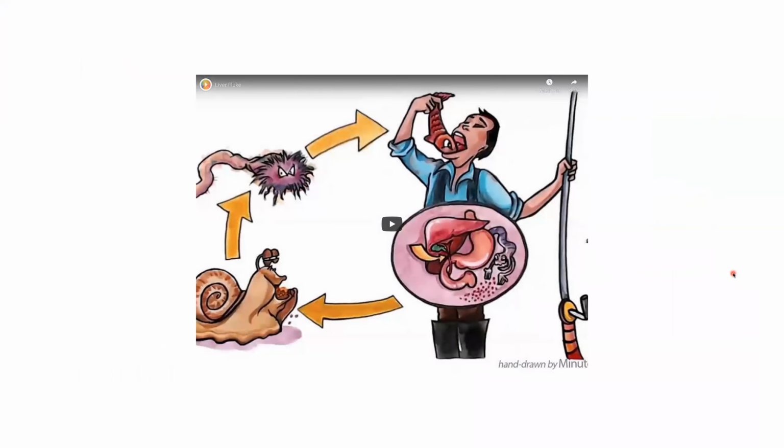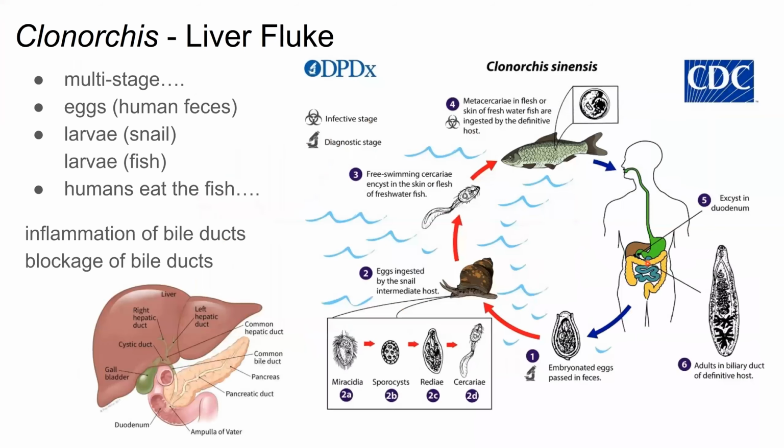Now I'm going to put this video down below for you. This is showing the life cycle of Clonorchis. That's something for you to watch after you're done with the overview that I'm providing. But I do want to go through the life cycle of Clonorchis as well. Clonorchis is pretty complicated. So here's how this life cycle works. Let's start with the release of eggs passed in feces.